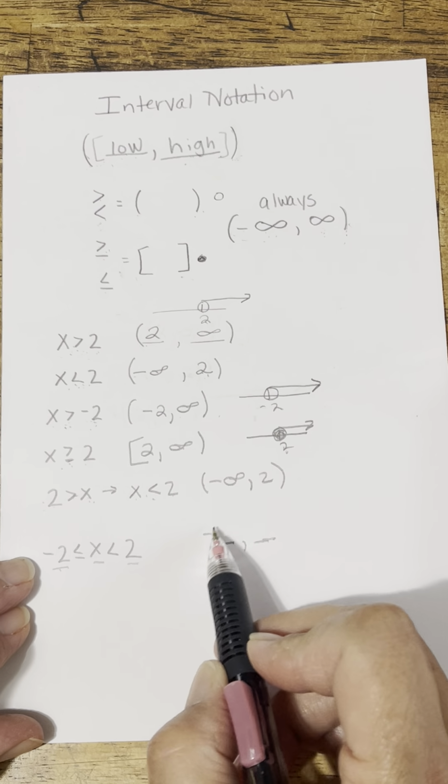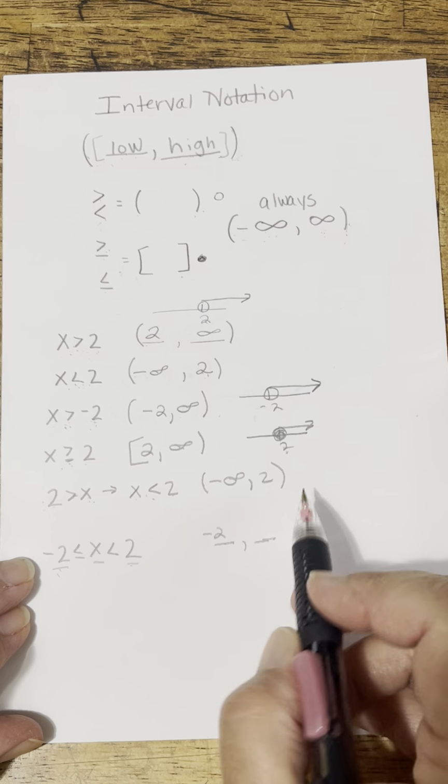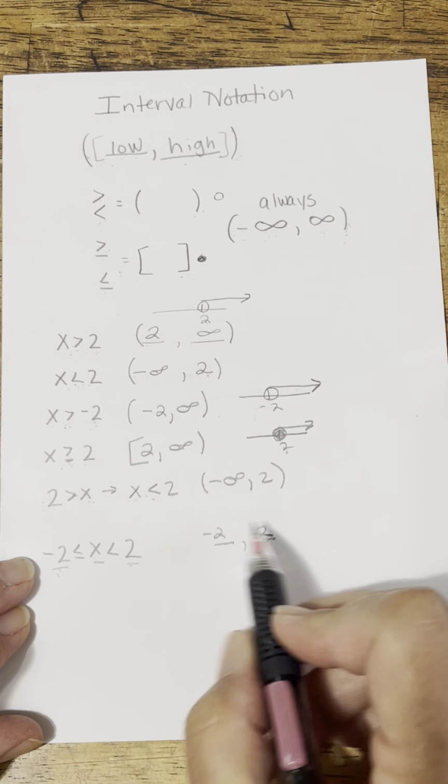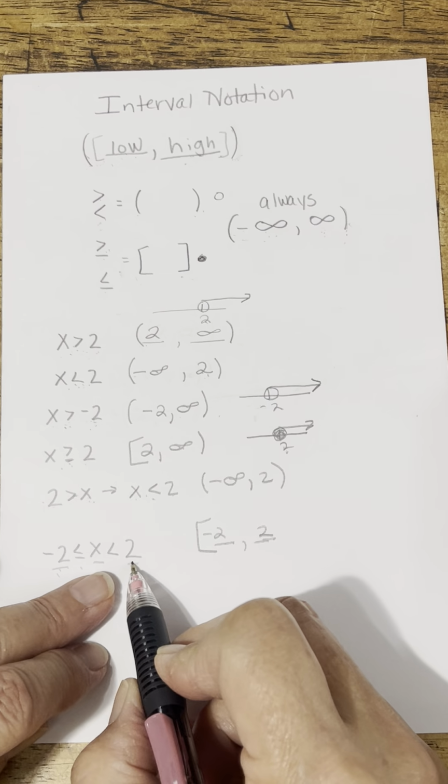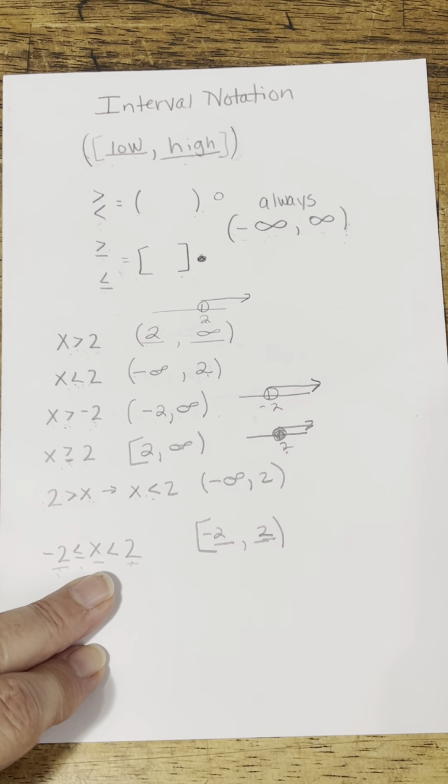Now, if you have a three-part inequality, then you're still going to have two numbers in here. This number will be your left side, your lowest number. Your highest number goes here. All right, since this is less than or equal to, we have a bracket. Since this is just less than, we have a parenthesis.